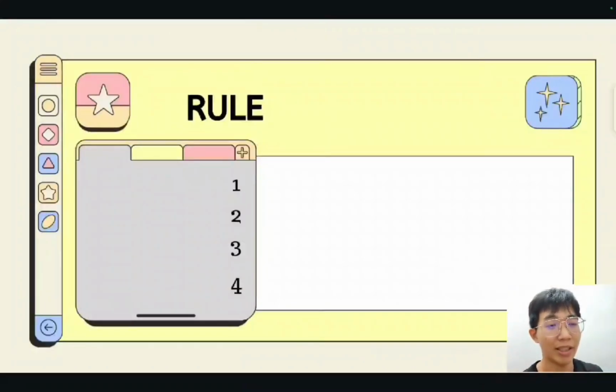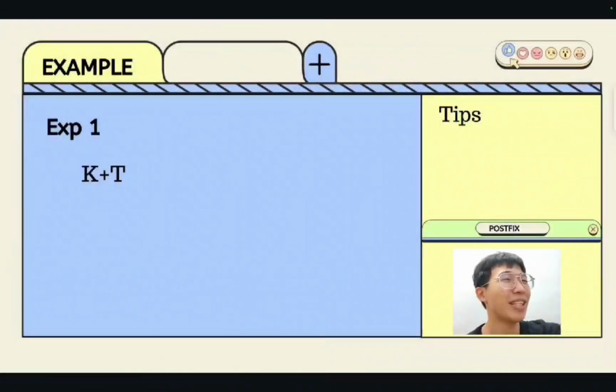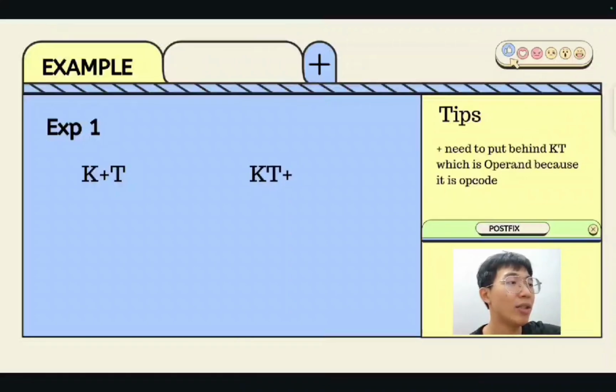And second, you must know that we have four rules you must follow when you're solving the questions. The first rule is solving the bracket first, and the second rule is solving the divide and multiply, and the third rule is solving the add and sub, and the fourth rule is solving the question from left to right. Look at this example first. If the question is k plus t, the answer you must write is kt plus. Plus needs to be put behind the kt, which are the operands, because it is the opcode.